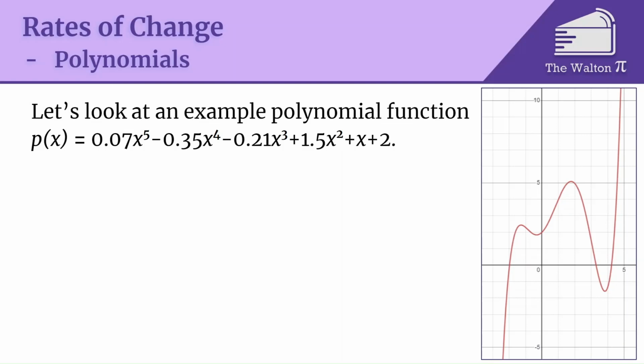So here's our polynomial function. P of x is 0.07x to the 5th minus 0.35x to the 4th minus 0.21x cubed plus 1.5x squared plus x plus 2. And we see that we have this nice little graph. How would we graph this by hand? Very carefully, by plotting a lot of points. But we are given this and we're trying to figure out what the different rates of change are.